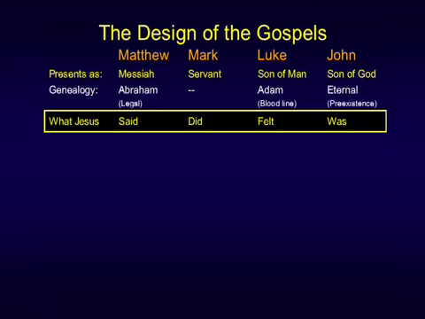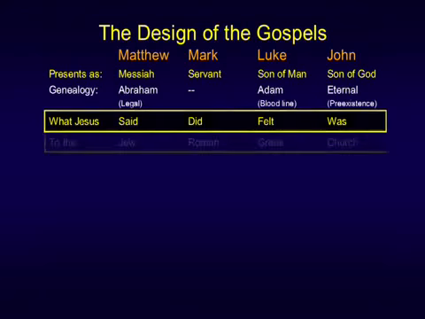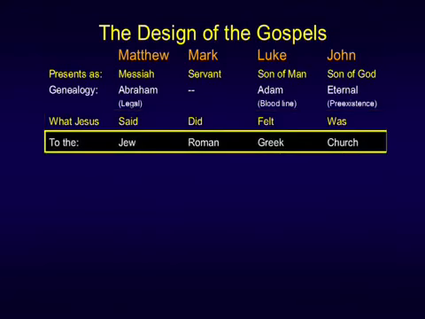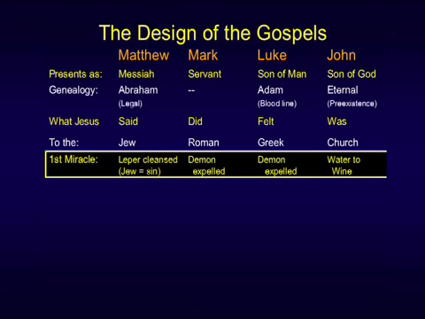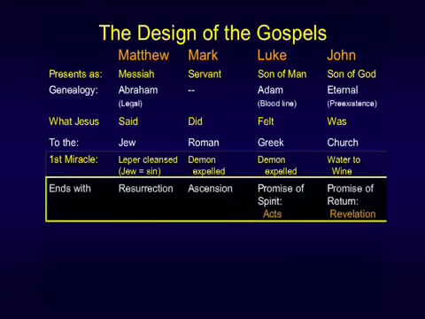Matthew emphasized what Jesus said, Mark what he did. It's a shooting script kind of thing. And Luke what he felt, and John who he really was. Matthew's writing to the Jew, both Mark and Luke to the Gentiles, the Roman and the Greek, and John the church. The first miracle reflects that same design.